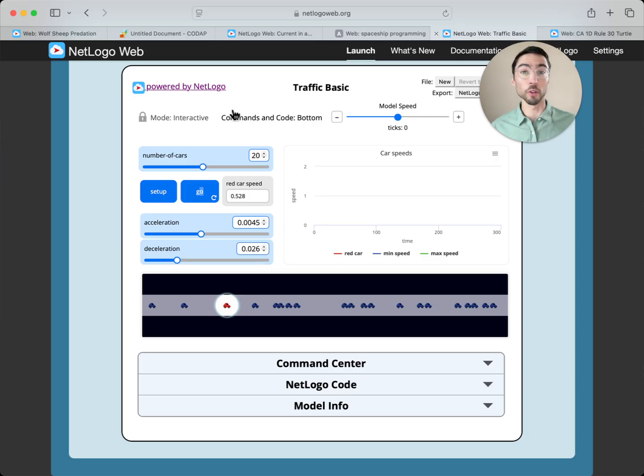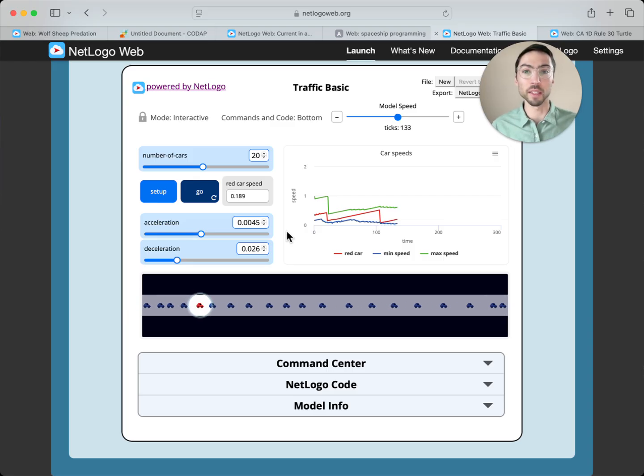NetLogo is used in social sciences and the study of various human systems as well, not just the natural sciences. This is just one example, and it's a model of a traffic jam. So the agents here are cars, and they follow the simple rule of speeding up until the speed limit, unless there's a car in front of them, in which case they slow down. And we get this emergent traffic jam.